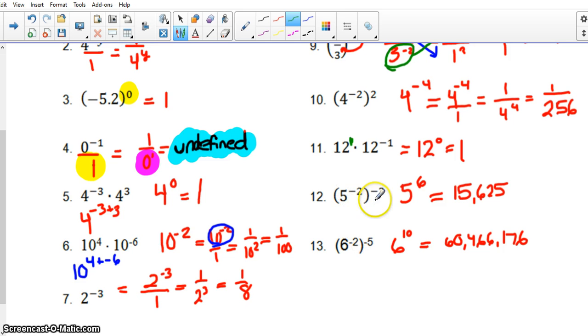For 12 and 13, even though there were negative exponents in the problem, if you remember your rules, when you distribute your negative 3, you're multiplying. So 5 to the 6th power keeps it a positive exponent, so I don't need to move anything around. So your final answer would just be 15,625. And for number 13, same process. When I distribute that negative 5, I multiply my exponents together. So 6 to the 10th, which will simplify out to 60,466,176.